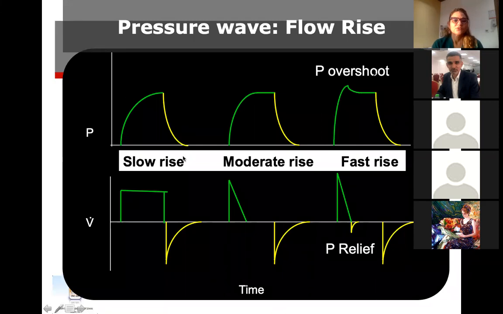So you can see if it is a slow rise, it will be triangular. If it is a moderate rise, it is like a sine wave. And if it is a fast rise, it is like a square wave. So we don't want to see this. We don't want to see this. We want to see this moderate rise.